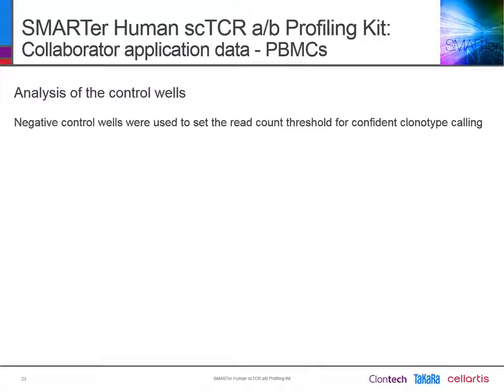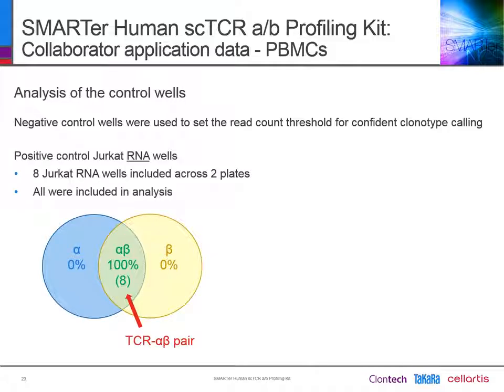So when we analyze the control wells, as I described previously, we take the negative control wells and we set a read count threshold for confident clonotype calling. And then when we look at the positive control wells, in this case the JurCat wells, we see the alpha-beta pair in all 8 of the wells across the 2 plates.